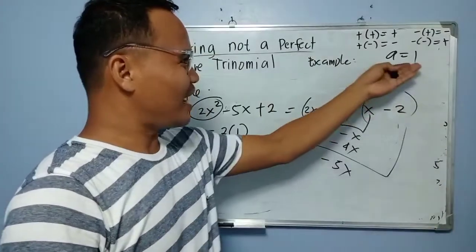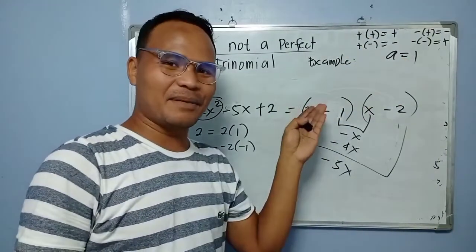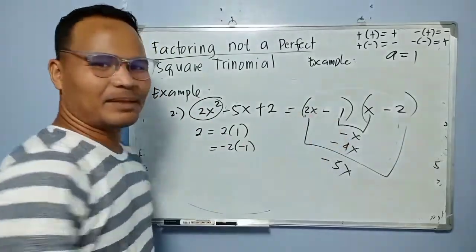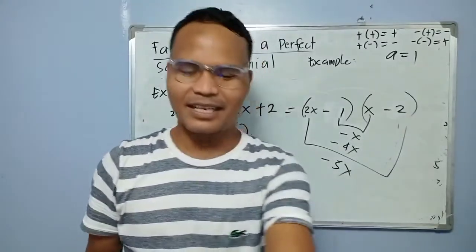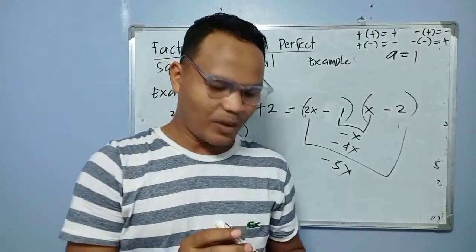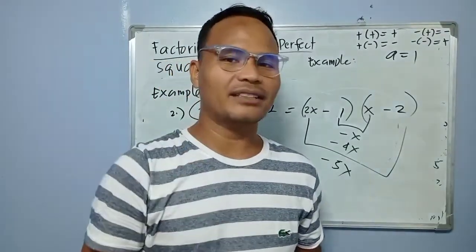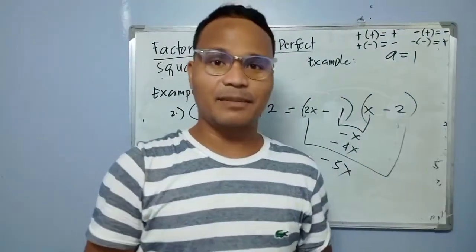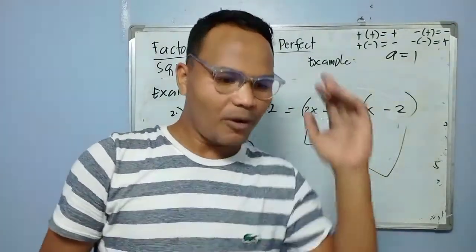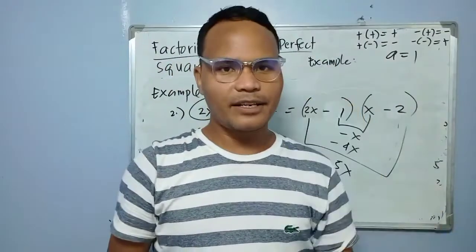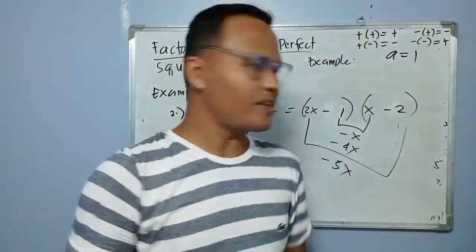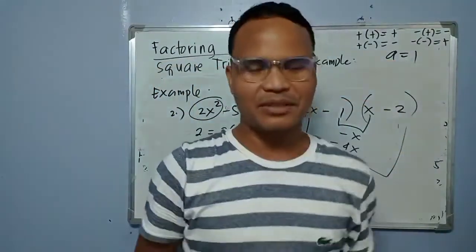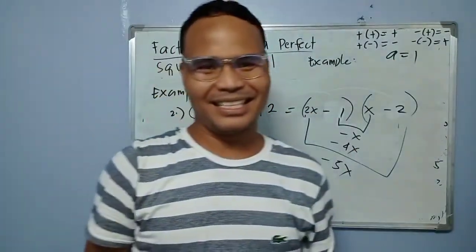So, if you observe, if a is equal to 1, the process is one way. If a is not equal to 1, the process is different. So, students, that is how we factor a perfect square trinomial, and how we determine that a trinomial is a perfect square trinomial. Then how we factor a trinomial that is not a perfect square trinomial, where a is equal to 1, or where a is not equal to 1.